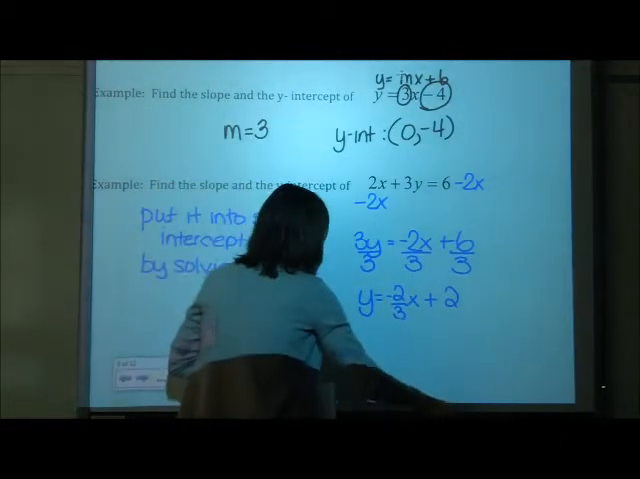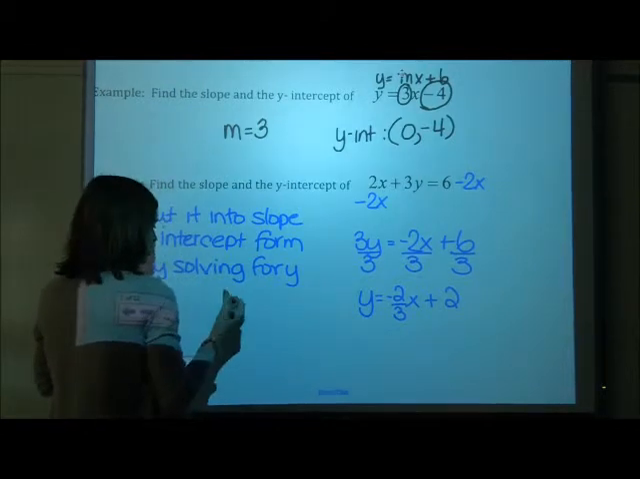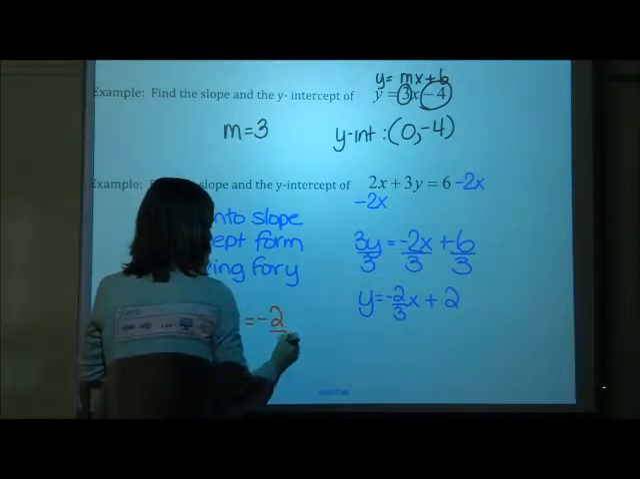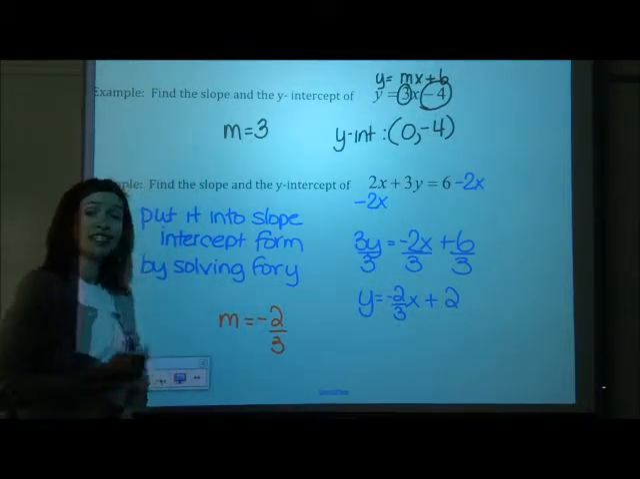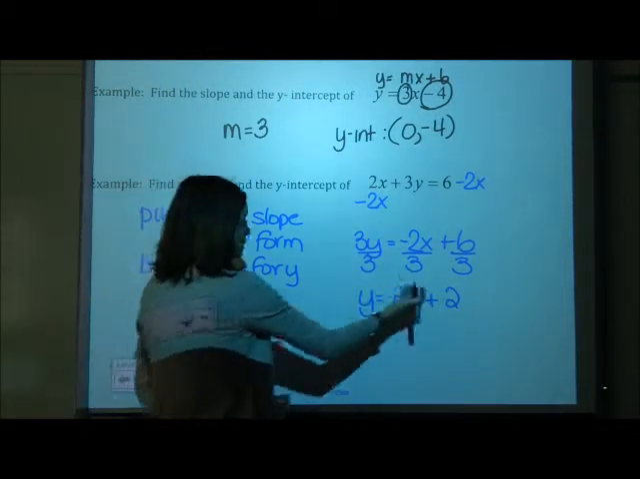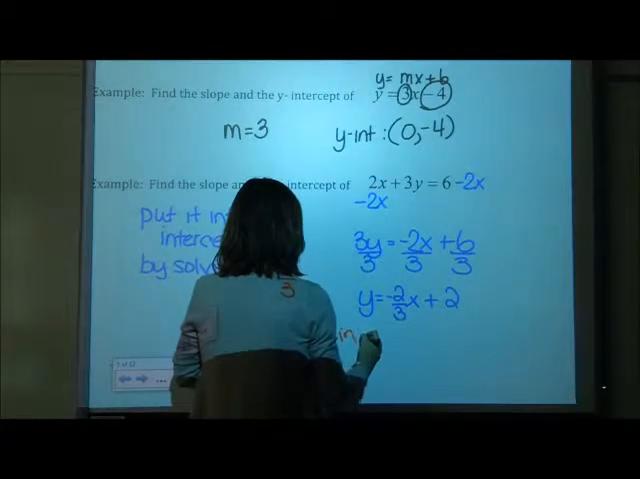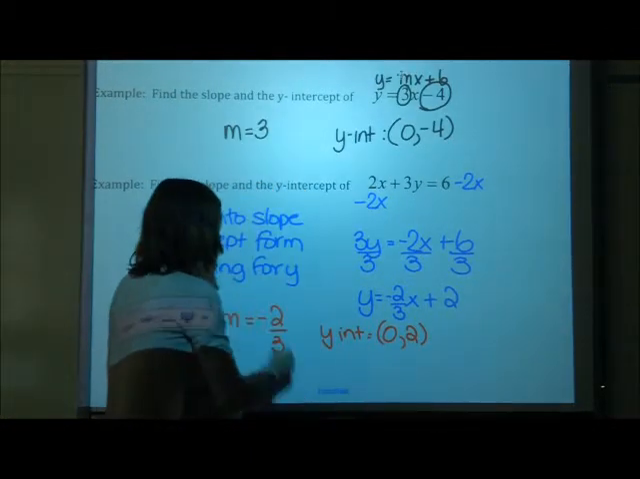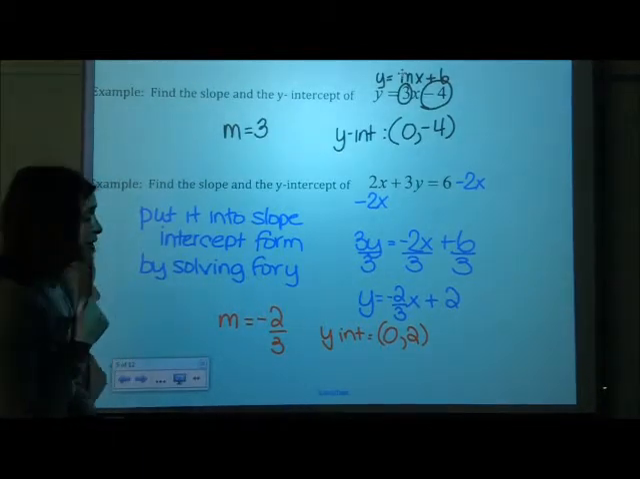Now, we can identify our slope and our intercept. So our slope, our m, is negative 2/3, which tells me it's a negative slope, so the line is falling. And then my y-intercept is equal to (0, 2). Okay? Give you a second to keep writing that down.